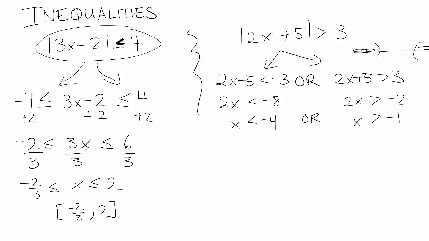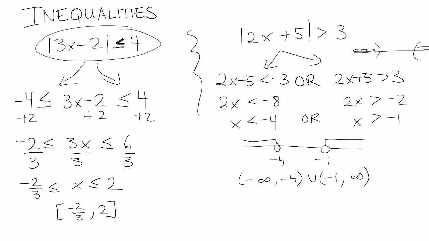So if you map that out, you'll see that it's less than negative 4 or greater than negative 1. So all the way from negative infinity to negative 4, or all the way from negative 1 to infinity, including everything. So knowing how to split based on the sign that you get is really important. And also make sure to isolate your absolute value first.